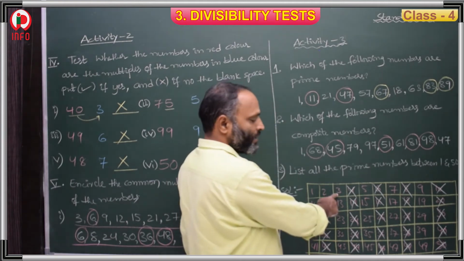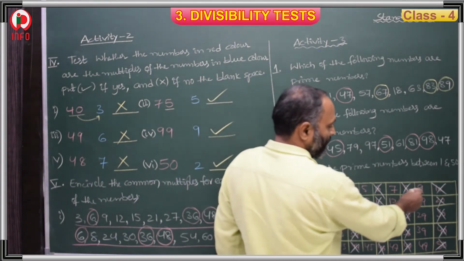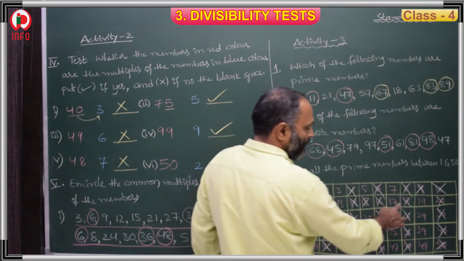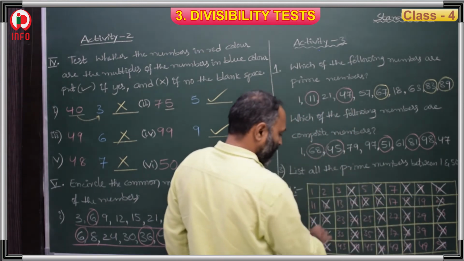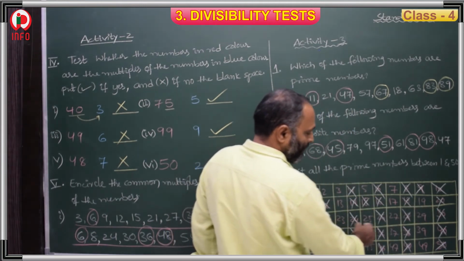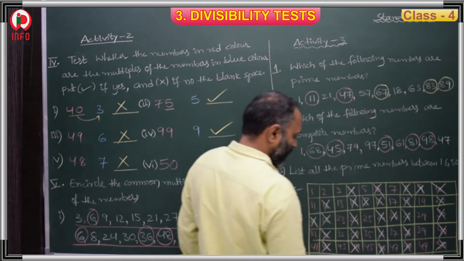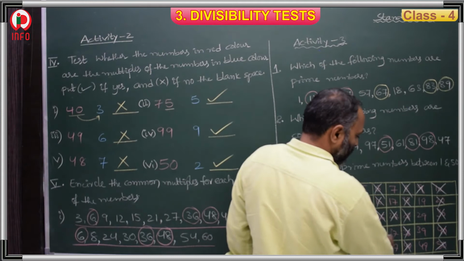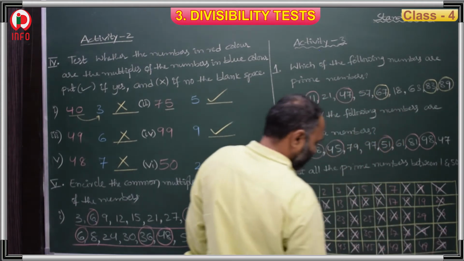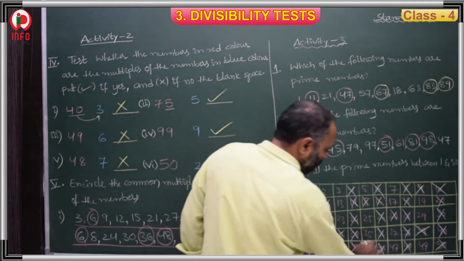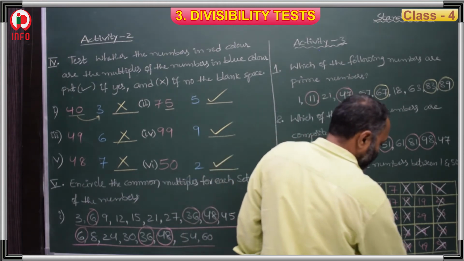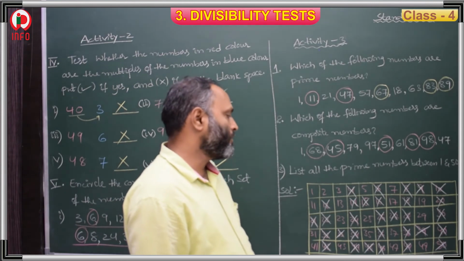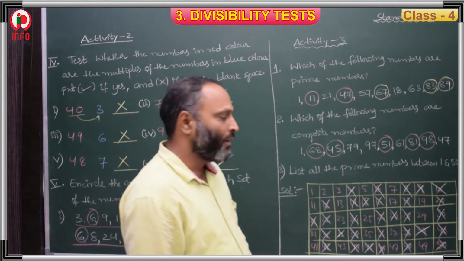3 ones are 3, don't cancel. 3 twos are 6, 3 threes are 9, 3 fours are 12, 3 fives are 15, 3 sixes are 18, 3 sevens are 21, 3 eights are 24, 3 nines are 27, 3 tens are 30, 3 elevens are 33, 3 twelves are 36, 3 thirteens are 39, 3 14s are 42, 3 15s are 45, 3 16s are 48. Like this in the 3 table. After the 3 table is over, you go for the 5 table.